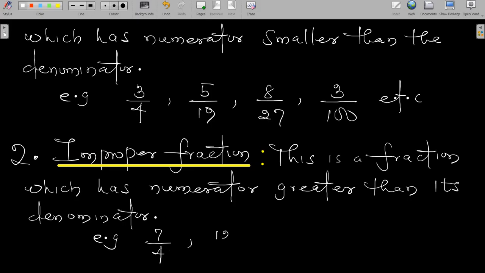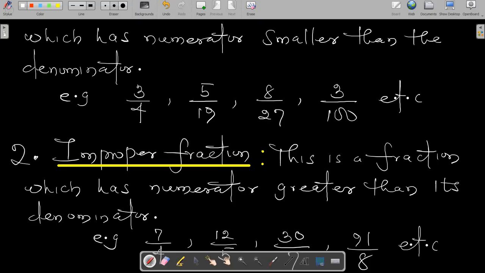Okay, I can say 12 all over 5. I can also use something like 30 all over 7. Let me pick up the last one: 91 all over 8, and so on and so forth. So these are the examples of improper fractions that we have.